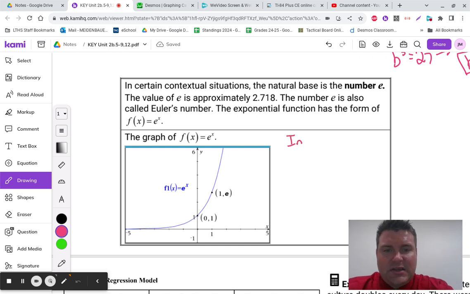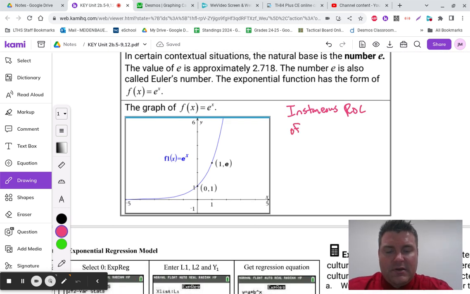Because the instantaneous rate of change, which we cannot find in this class, by the way. Instantaneous rate of change is like, hey, what's the change at this exact point of e to the x, a function? So the instantaneous rate of change is itself. So in other words, what's the instantaneous rate of change at e?